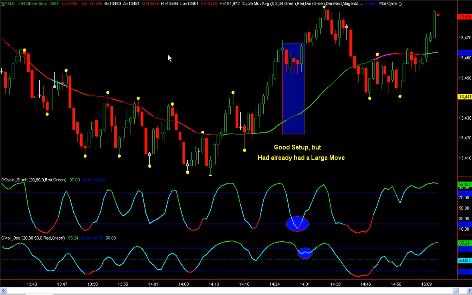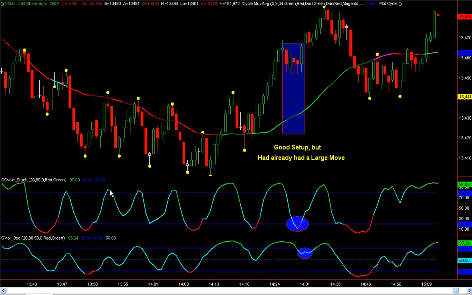My next indicator I'd like to point out is my cycle moving average, which is this red line. It goes from red to dark red, and this area goes from green to dark green. When it is the light green color, it means we are in an uptrend. When it is a dark green color, it means we are in a pullback against an uptrend. When it is red, we are in a downtrend, and when it is dark red, we are in a pullback against a downtrend.